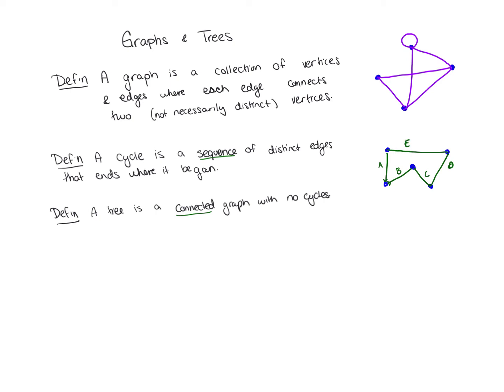It has to be distinct edges. So I can't say, oh, go from A to B and then go back on B and then A, right? A, B, B, A is not distinct edges because I used B twice and I used A twice. So that's not allowed as a cycle.